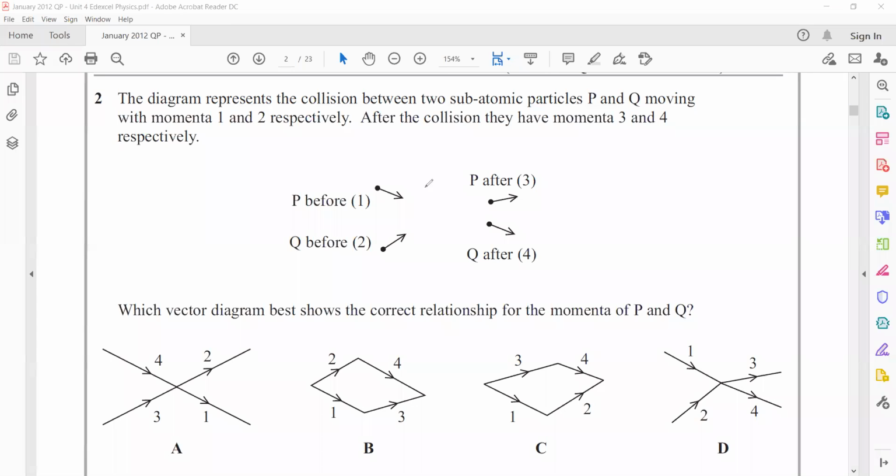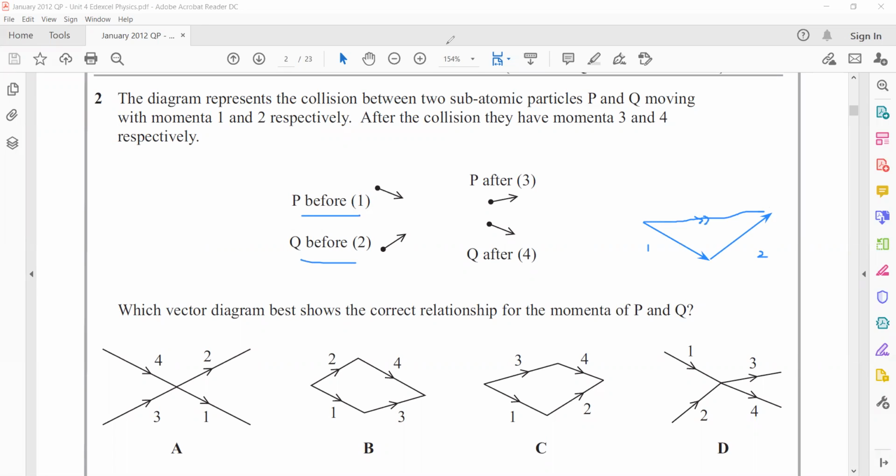You have to apply the vector addition rule to the momentum before collision. So before, this is 1 and then 2. So what is the resultant momentum? This will be the resultant momentum. And what is the momentum after collision?